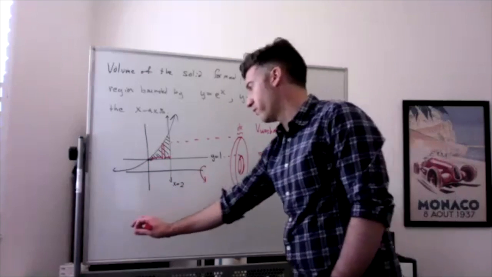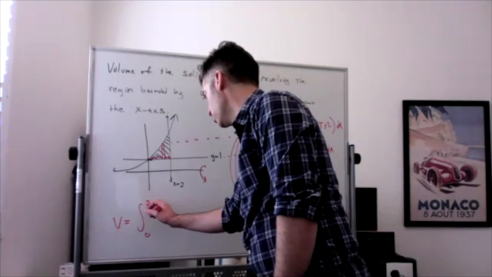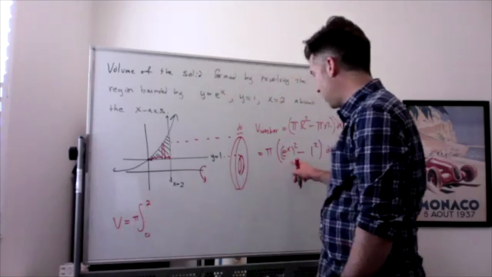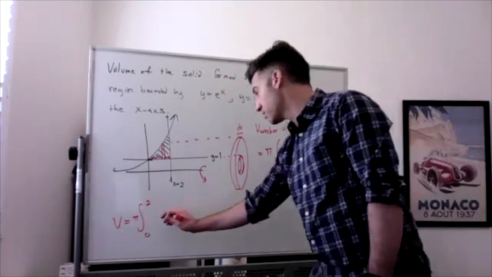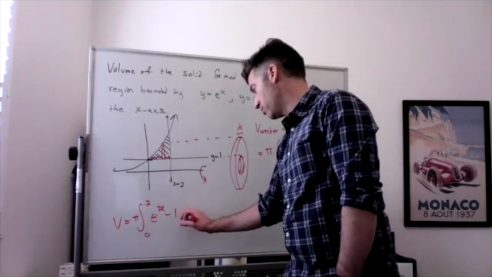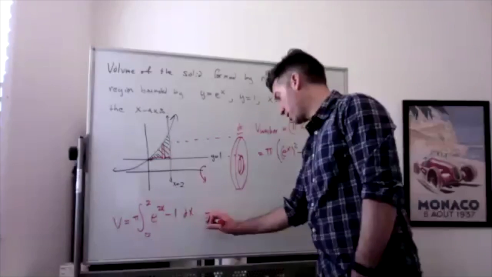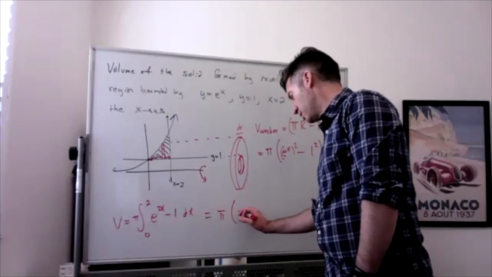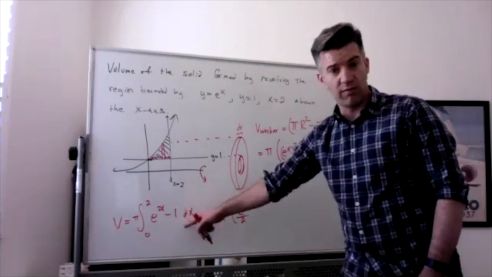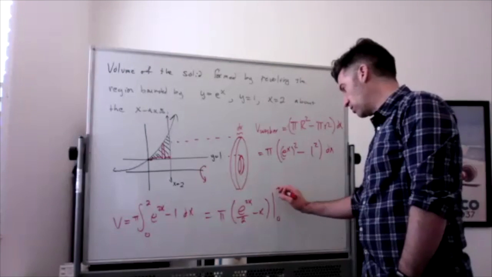So our total volume is going to be the integral from 0 to 2. Factor out the pi, bring it out in front. And we have e to the x squared, which is e to the 2x, minus 1 squared, which is just 1. And this is not terrible. The integral of e to the 2x is e to the 2x divided by 2. The integral of 1 is x. And we're evaluating from 0 to 2.